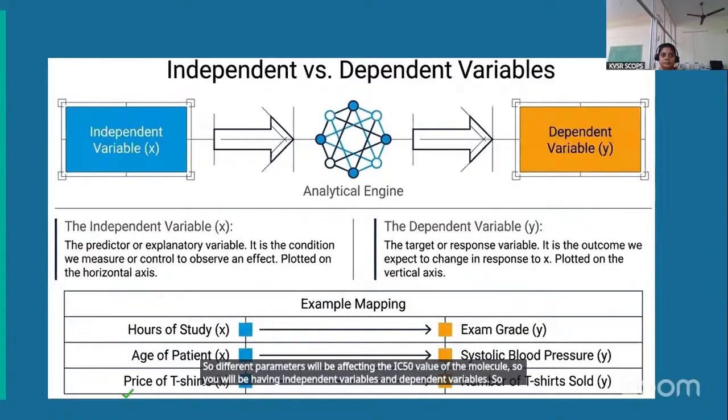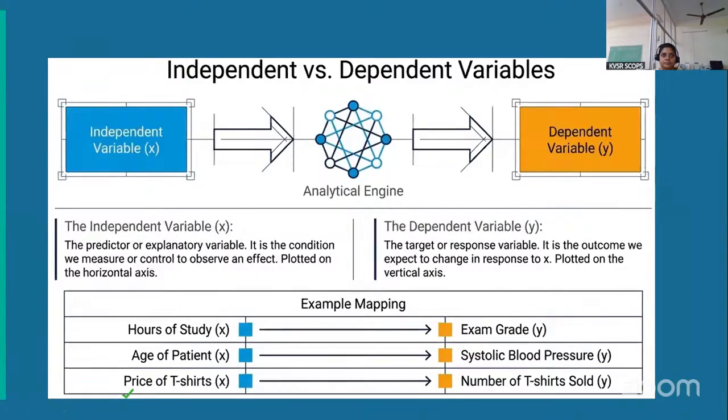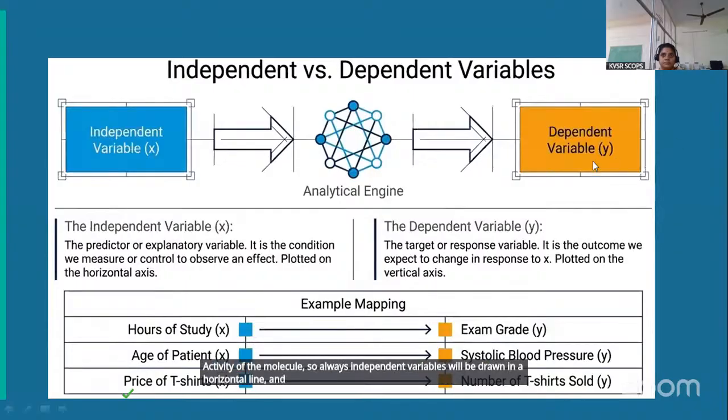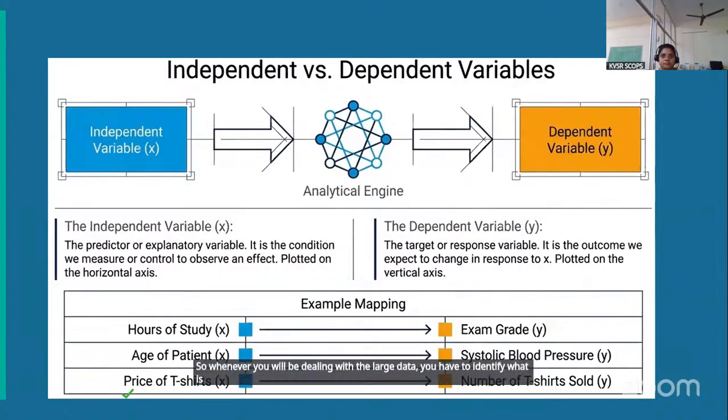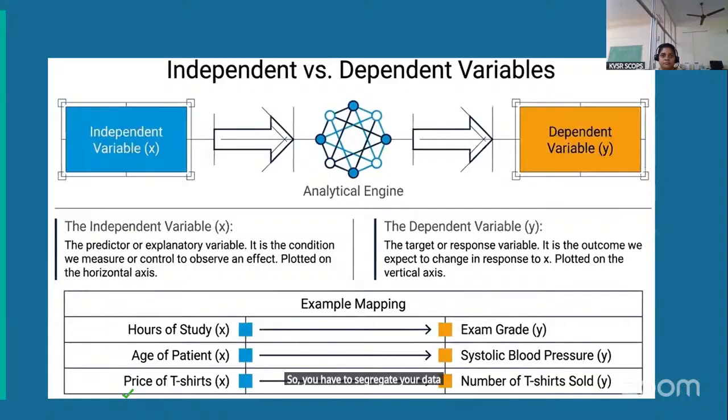Independent variables are the ones which are called predictor or explanatory variables. So this independent variable will be directly affecting the activity of the molecule. Always independent variables will be drawn on the horizontal line, and the dependent variables, where the activity will be seen, will be drawn on the y-axis. Whenever you are dealing with large data, you have to identify what is the dependent variable and what are the independent variables. Is there only one dependent variable, or multiple independent variables and one dependent variable? You have to segregate your data into dependent and independent variables.